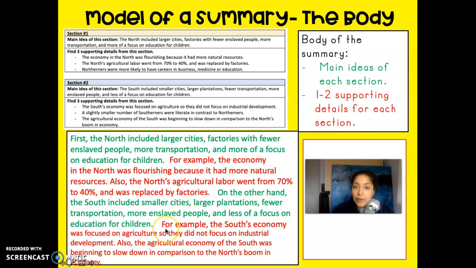Doo-doo. Does a different sound effect. For example, the South's economy was focused. So where did I get that from? I got it from my graphic organizer, the supporting detail. The South's economy was focused on agriculture, so they did not focus on industrial development. Also, the agricultural economy of the South was beginning to slow down in comparison to the North's boom in the economy. Okay. So, to write my summary, I used what 2 things? The main ideas of each section and 1 or 2 supporting details for each section.